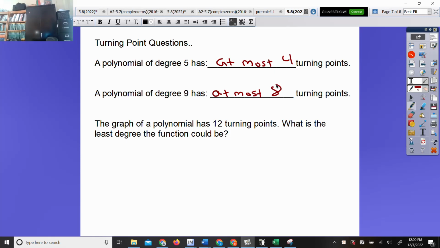The last question is the other way around. The graph has 12 turning points. What is its least degree? Huh? 13. The least degree is 13. We've been taking away as we talk about turning points, so now we add back. So the least degree is x to the 13th. Could it be x to the 14th? Yes, it could be. But at a minimum, it is x to the 13th, and that's turning point there.